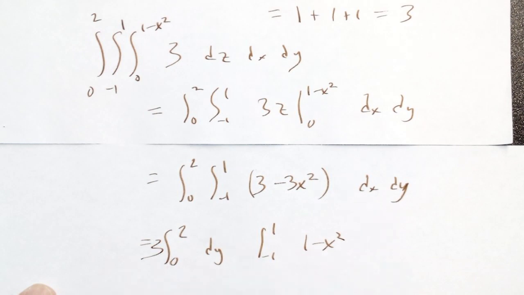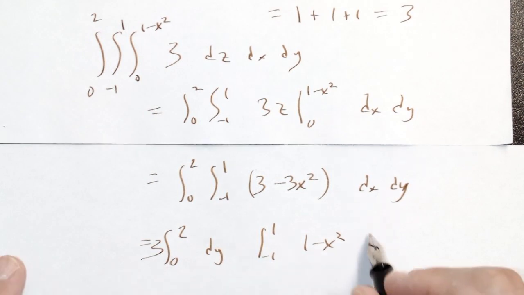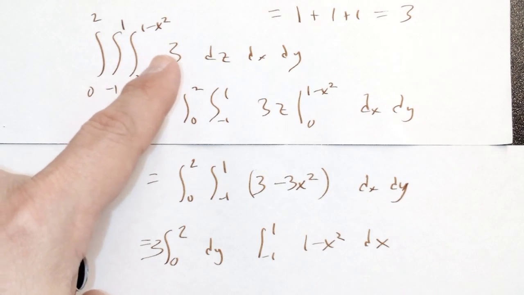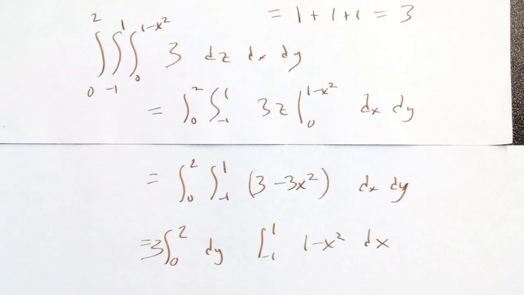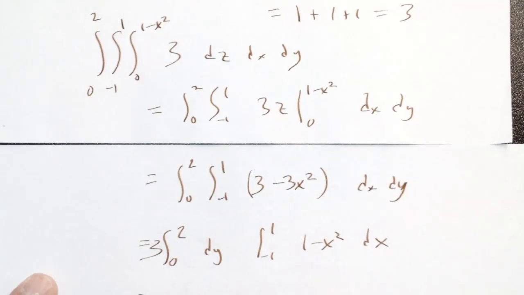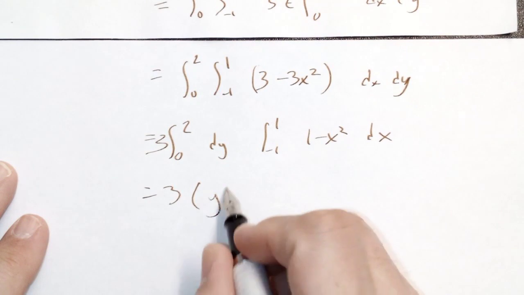Put the 3 all the way out here. If you want, you could leave it inside. You could pull it out. It's your call. You could have pulled it out right at the beginning, couldn't you? Because it's constant. You could put it all the way out right there. But now this integral is 3 times the integral of dy. I get a y evaluated from 0 to 2.